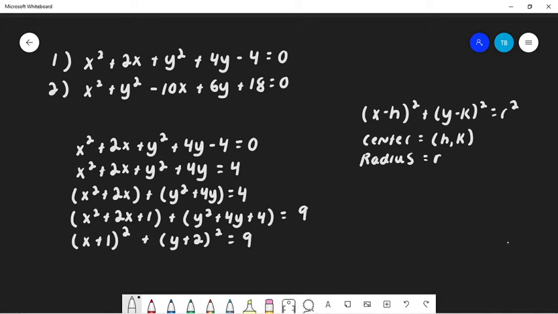And then the second part of our solution would be to find the center and the radius of this circle. So remember, go back here if you need to see the standard form of the equation of a circle.